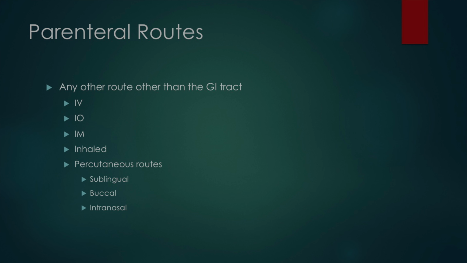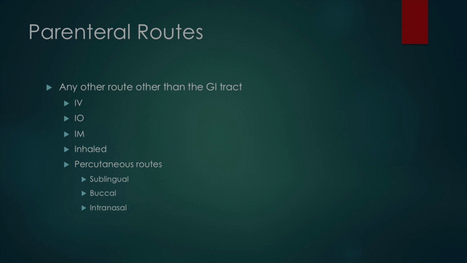Sublingual medications are placed under the tongue, such as nitroglycerin or orally disintegrating Zofran. Buccal medications are placed between the cheek and the gum, with oral glucose being a common example. Both sublingual and buccal routes require a patent and protected airway to be used safely.